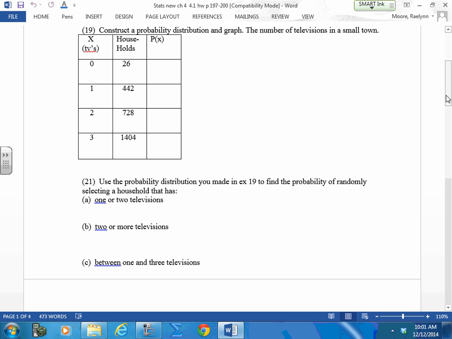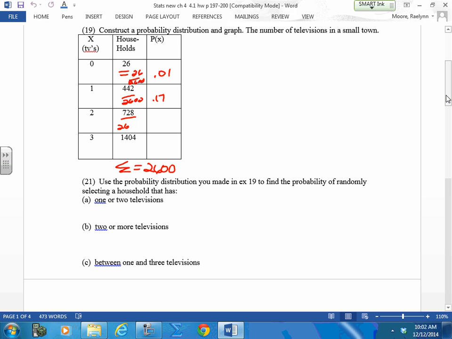So, how do I do this? How do I find the probability of these things? I've given the x and the frequency. How do I find the probability? Add the frequency. And what does that add to? 2600. Okay, now what do I do with that? So divide 0 divided by 2600, 1? No. 26 divided by 2600. So what does that become? 0.01. Okay, 442 divided by 2600.